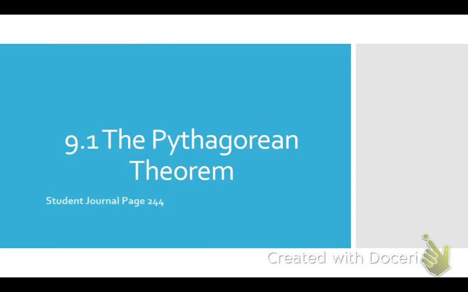9.1, the Pythagorean Theorem. This entire chapter is over triangles, right triangles. We skipped chapter 8 for a little bit. We're going to go back to it. There's a project that we're going to do in it, and it's a test grade. So we'll go back probably closer to spring break. All right?